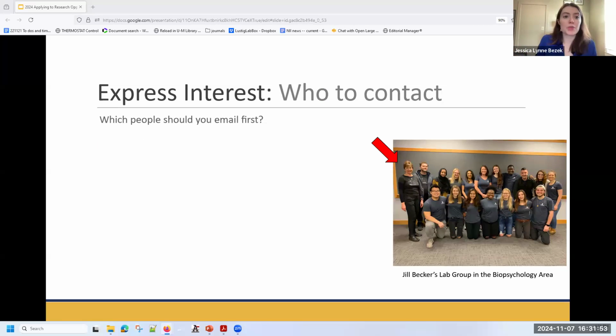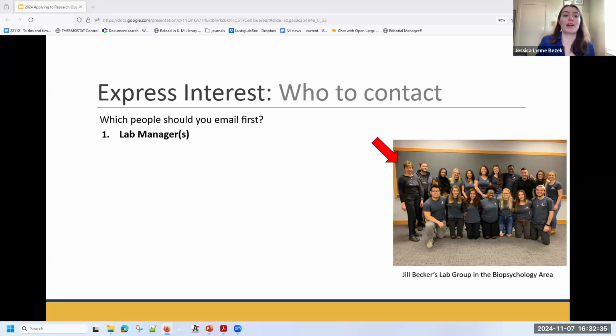So one of the first steps, once you've defined these goals a little bit more and figured out a lab that you want to apply to, is to express interest to that lab. One of the most common mistakes is contacting the principal investigator, the PI. That's the person highlighted with that big arrow in this picture. This is a real lab at Michigan, Dr. Jill Becker. She's in the biopsychology area. As you can see, she has a large team, and a lot of her job is running the lab, managing that team. So there are actually a lot of people within the lab that would be a better fit for contacting.